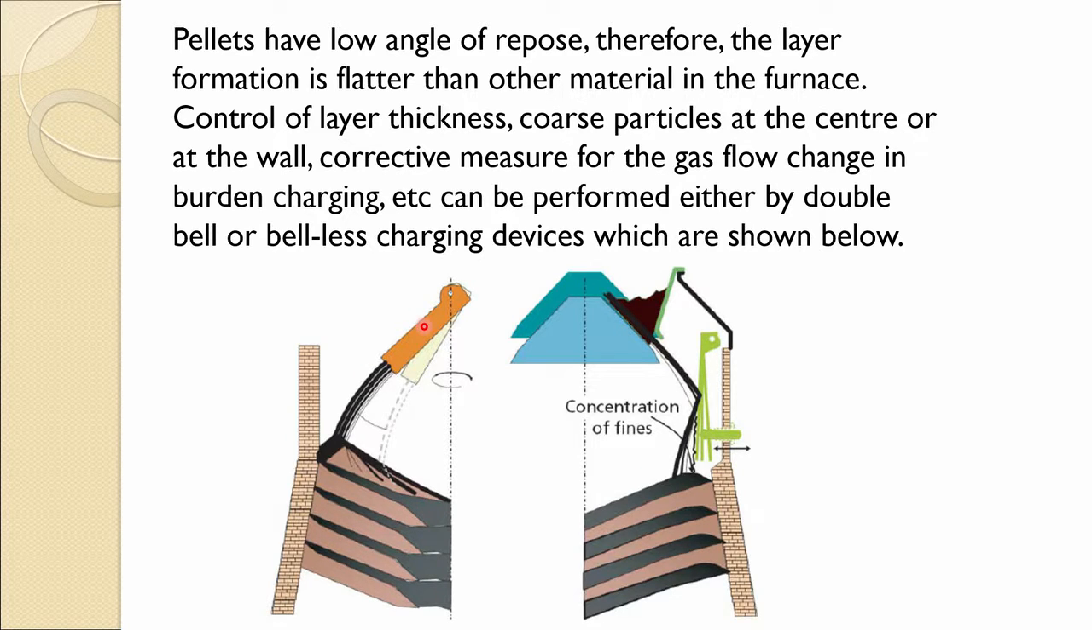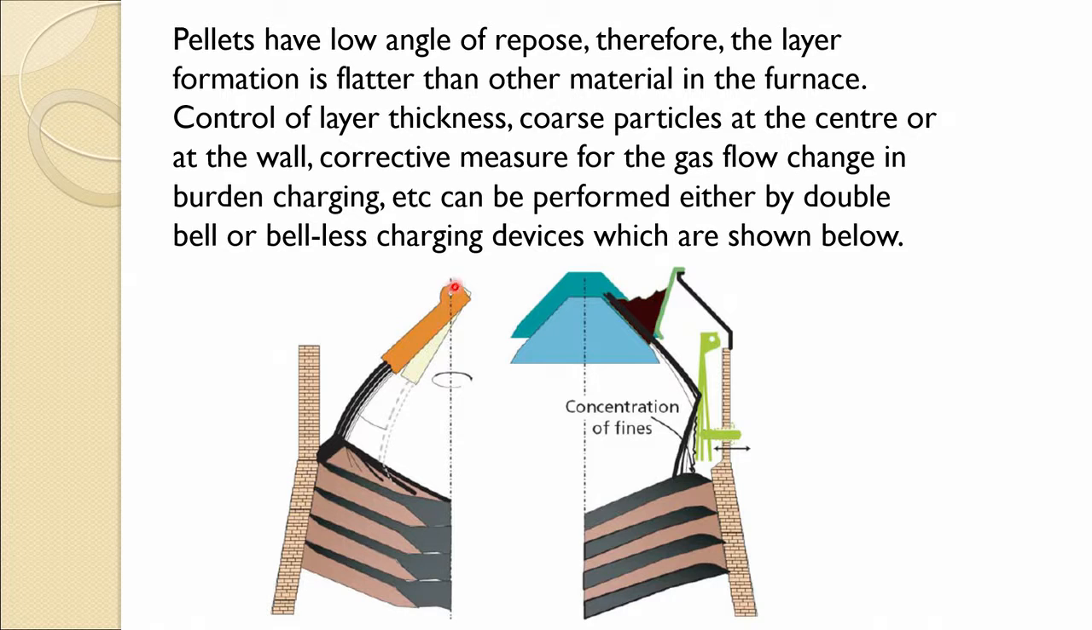So, you can see in double bell charging you have a very limited movement, so the charge is reflected through this armor plate, and there is only a limited movement by which you can do that, and even sometimes by pushing a rod here also you do that. So, it gives less flexibility in changing the pattern or in distributing the charge.